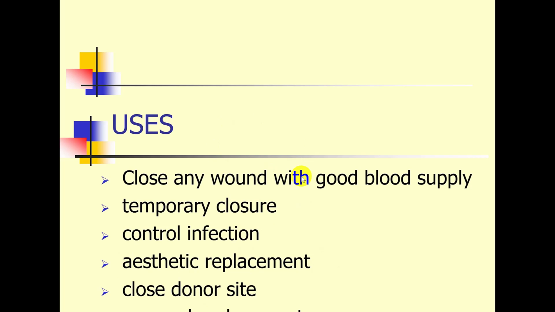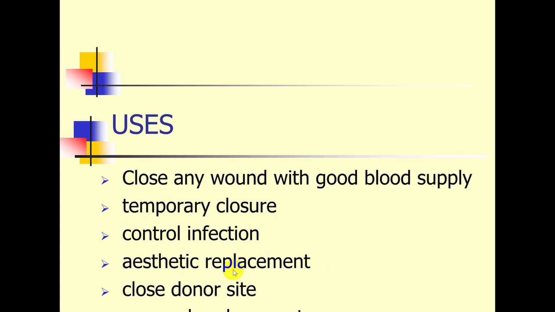Uses: where can we use the skin graft? To close any wound with good blood supply. An important thing is that the defect cannot be closed primarily, but the area has a good blood supply. As an element of temporary closure, sometimes some places require only temporary closure, not a primary full closure, only for a period of time. Controlled site infection: there is a lot of infection in this place and it cannot be closed immediately, and we can get abscess collections and can do a meshed skin graft and put it on to control the infection.